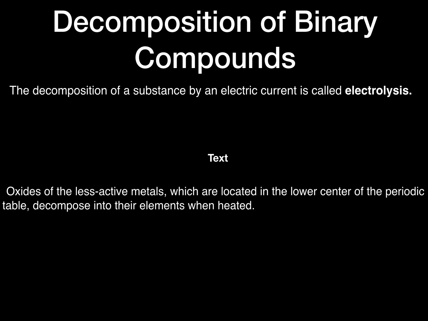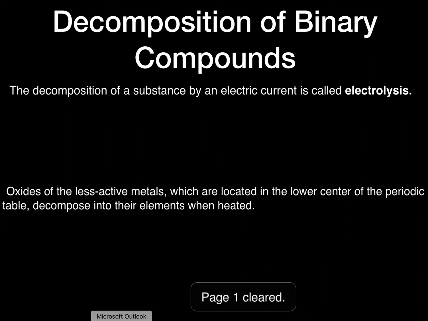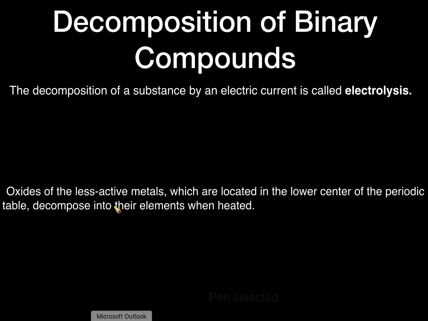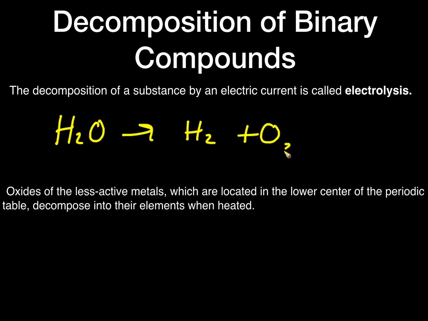Okay, so decomposition of binary compounds. The decomposition of a substance by an electric current is called electrolysis. And we talked about this earlier in the year. We talked about chemical changes. So we know H2O will break down into H2 plus O2. And since it's electrolysis, electricity will be our catalyst.